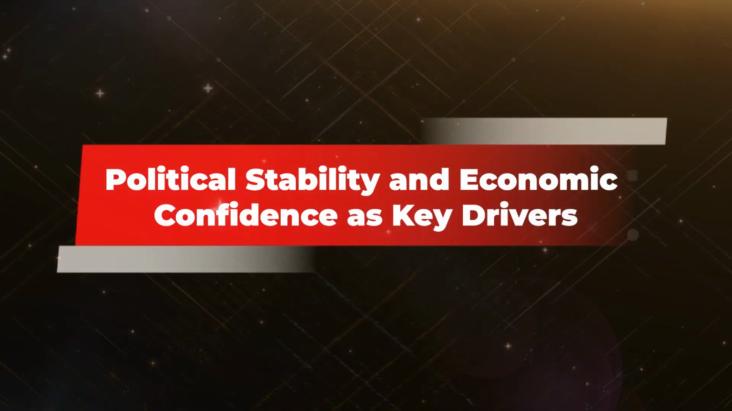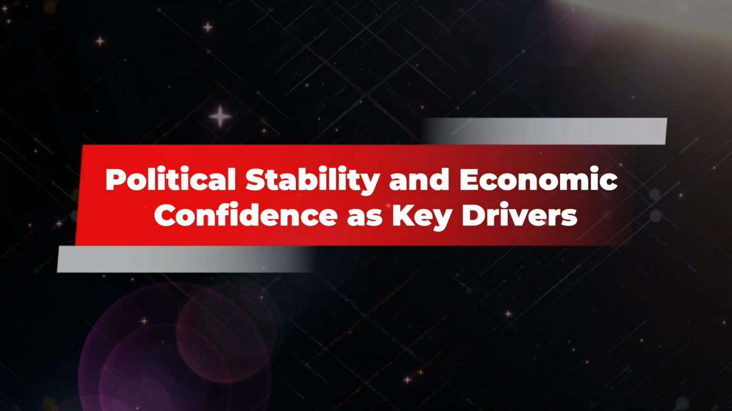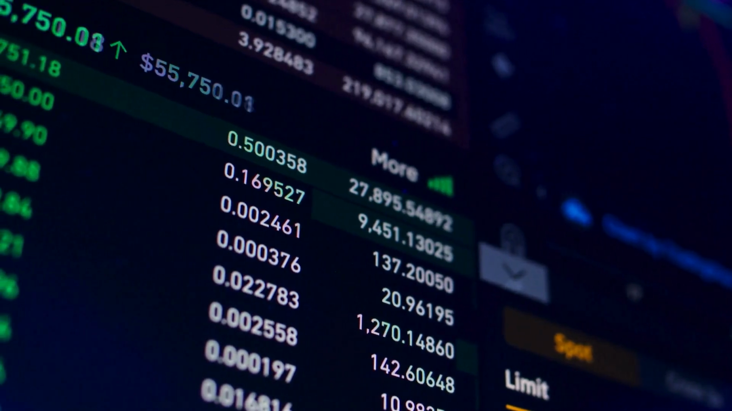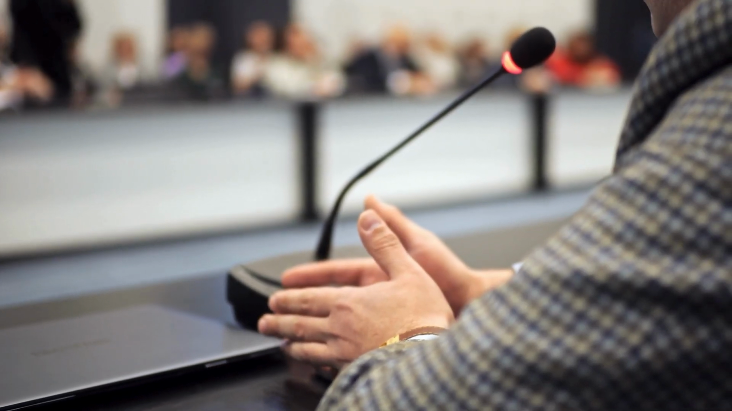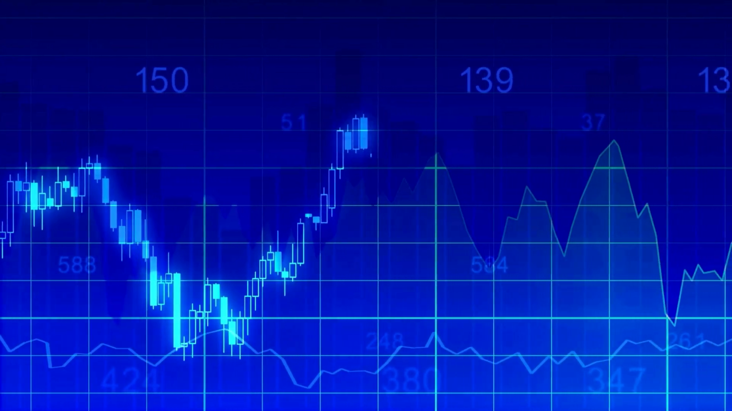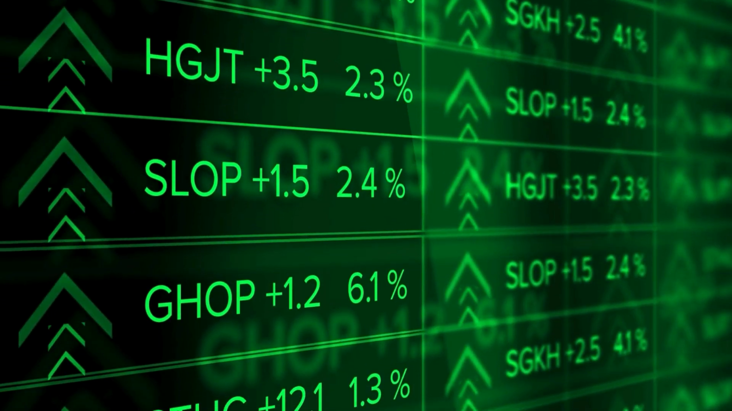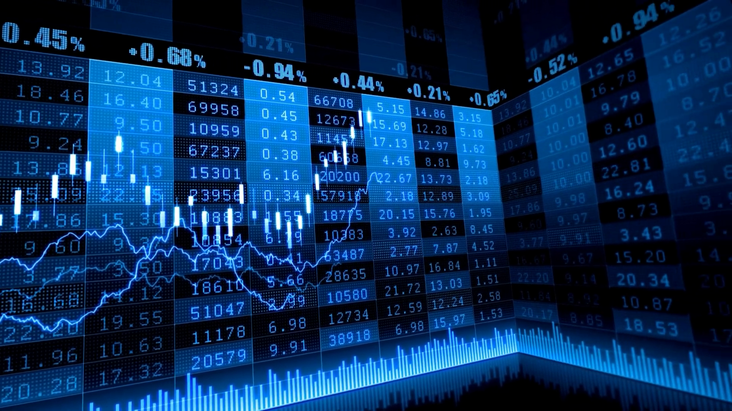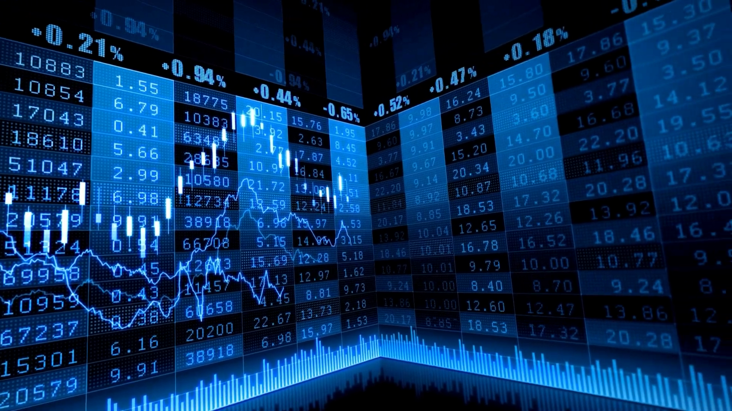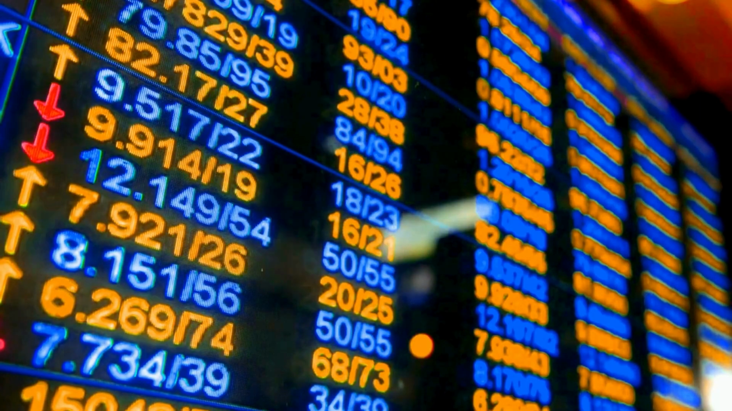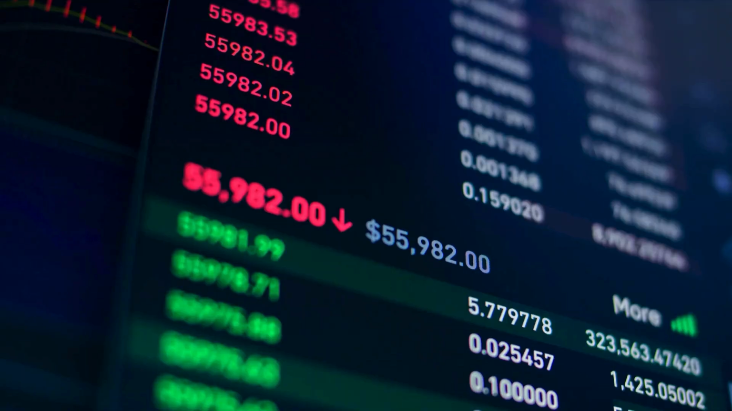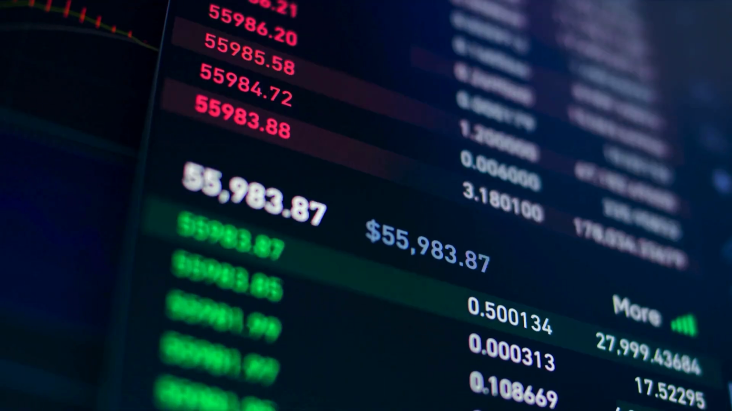Political stability and economic confidence as key drivers. Currencies are more than just numbers on a screen. They represent trust in a country's political and economic system. When a nation is politically stable and governed with transparency, both local citizens and foreign investors feel confident that their money is safe. This confidence translates into stronger demand for the country's currency, which often strengthens its value in the global market. Stability doesn't just encourage investment, it also reduces risks, making the currency a more reliable store of value.